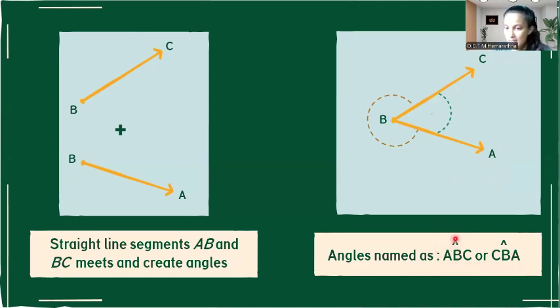This symbol is used at the point which is in the middle. ABC angle. It is very simple. You can identify it as ABC or CBA angle. We can easily name the angles using these English letters.